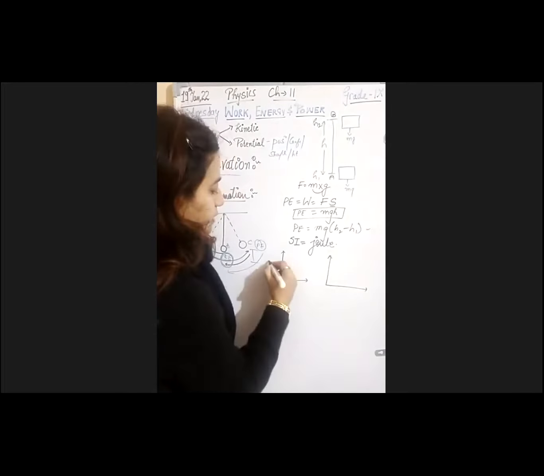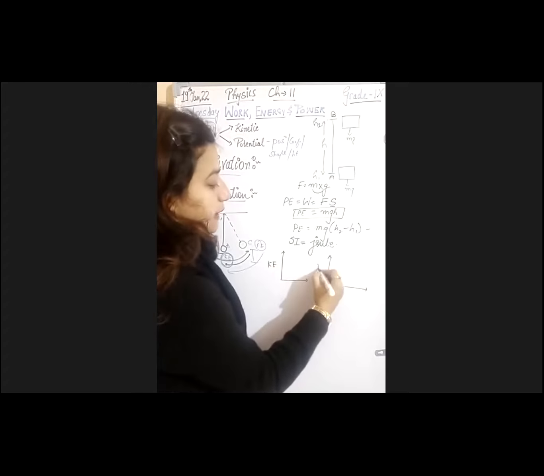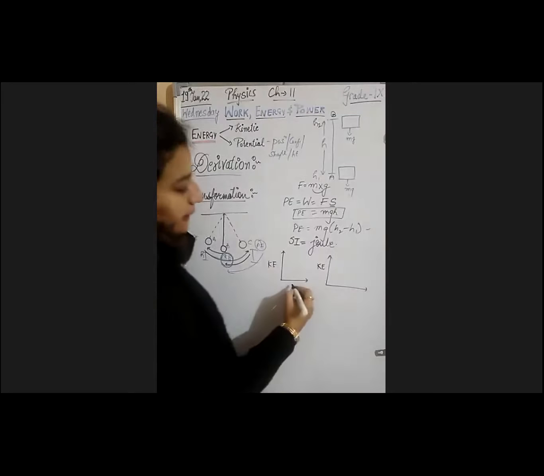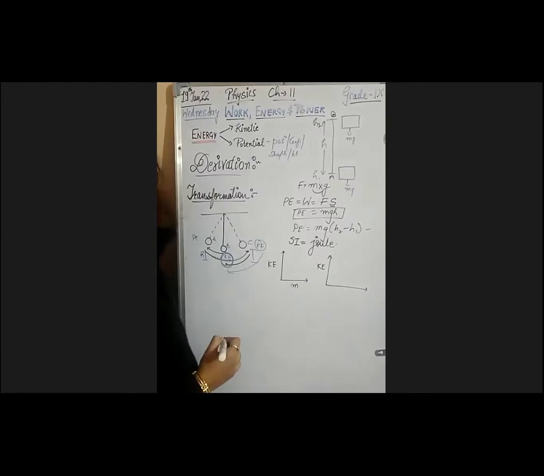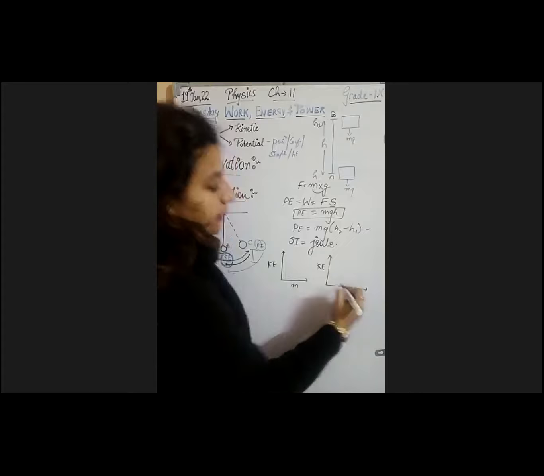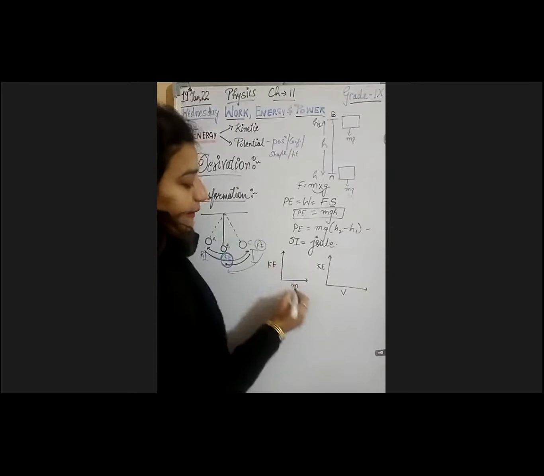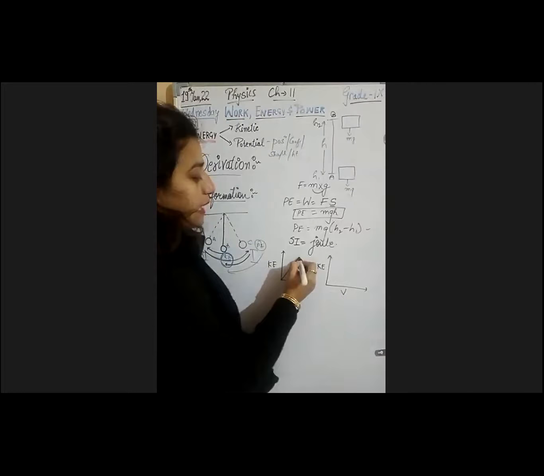So first is kinetic energy. I have taken it on the y-axis, you all can see. In one graph, I have taken mass, and in another graph, I have taken velocity. So kinetic energy and mass are directly proportional.